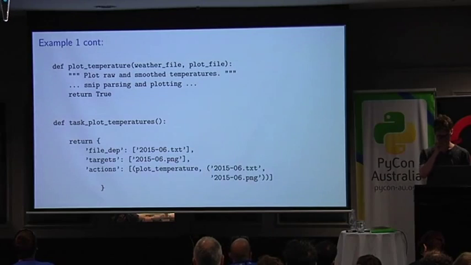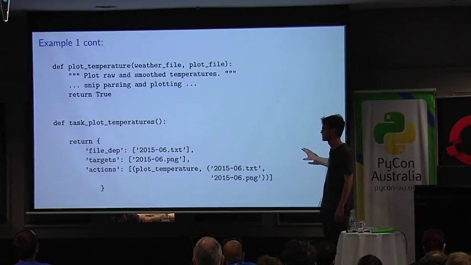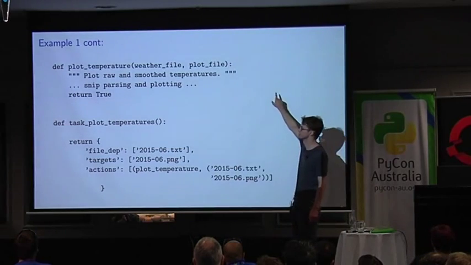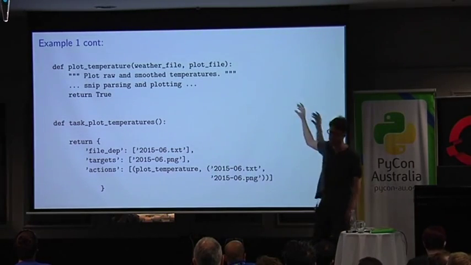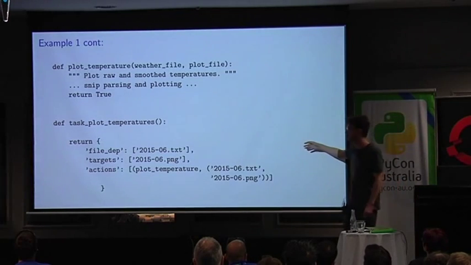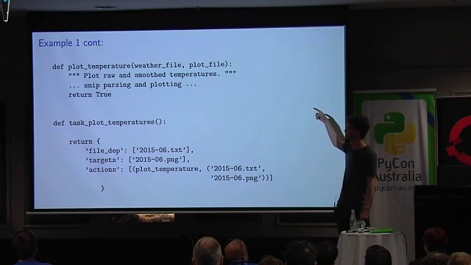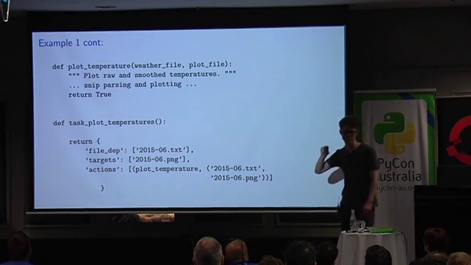I'll just give the other half of this first example. We have a second task, which is going to use that function. I'm not showing you the full thing, just assume that the plot temperature function exists. It has a dependency on that file we've just downloaded, so we're going to call that function and create a plot from that file.